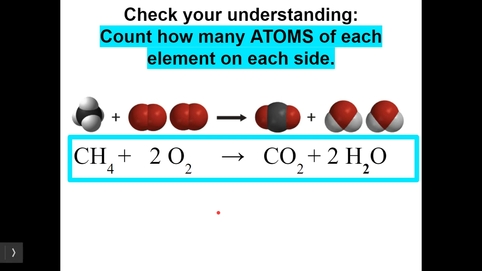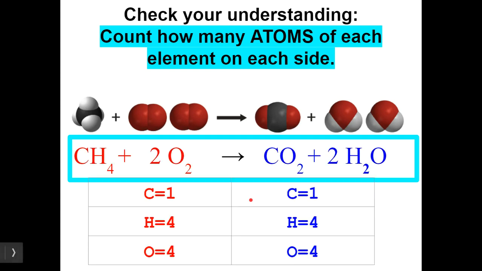So double check that you understood what I just said. Count how many atoms of each element on each side. Now pause the video for a second if you actually want to try this. Okay? Now here's how I would do this, is to keep track of this. So we've got 1 carbon on this side, 4 hydrogens on this side, and 4 oxygens, because it's 2 times 2. So we've got 2 oxygen molecules, each of which has 2. And I've got you the little picture up here so you can get the gist of it.